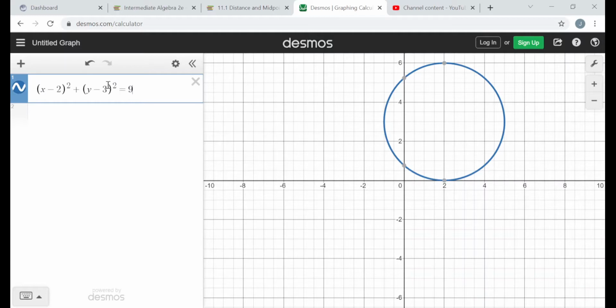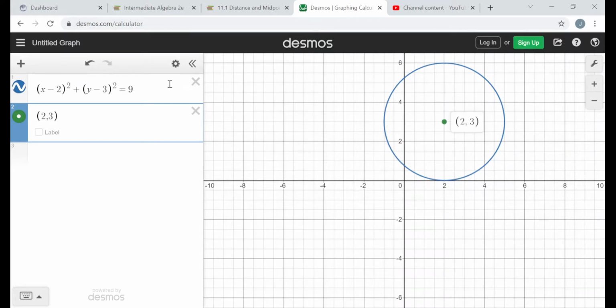And look at this circle that just popped up. And now we've got the y-intercepts here, and let me put the center up as well. We said the center should be at 2, 3, and you can see that green point that just popped up is clearly in the center of this blue circle. And there's 2, 3.